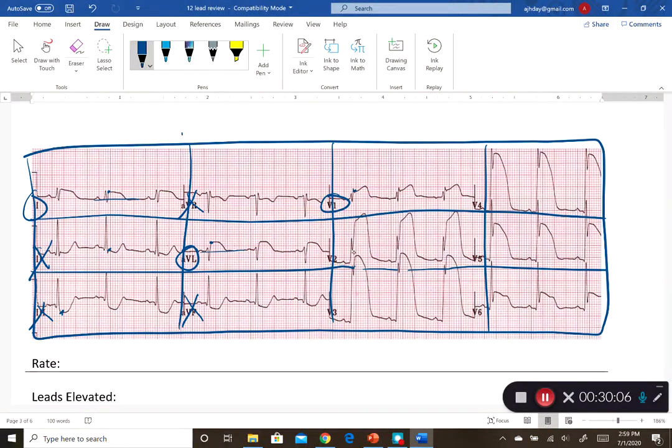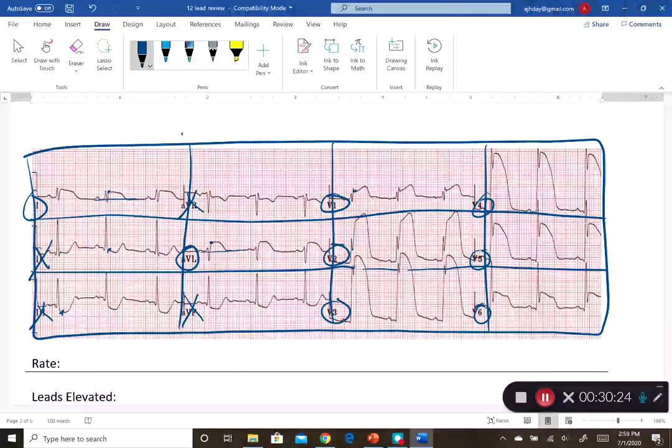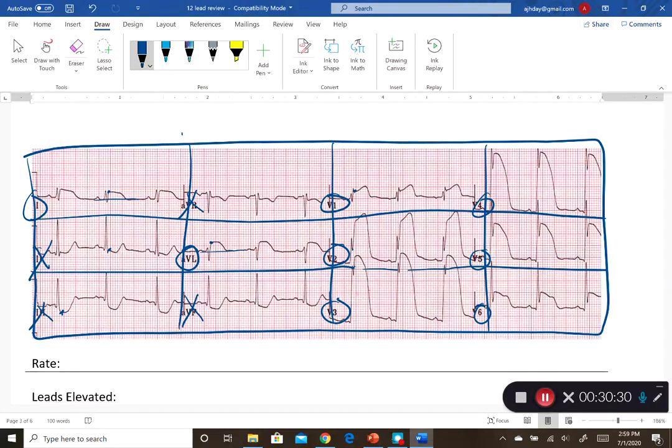V2, well, not hard to tell that. It's definitely some elevation. Same with V3, V4, V5, and V6. It's all very, very pronounced elevation. So those are definitely tombstones. I would expect to see a 12 lead like this, probably a patient who's post-arrest, or they're definitely on the road to arresting. That's just because of how high that elevation is, the more cardiac muscle death that we have. Let's figure out a rate.